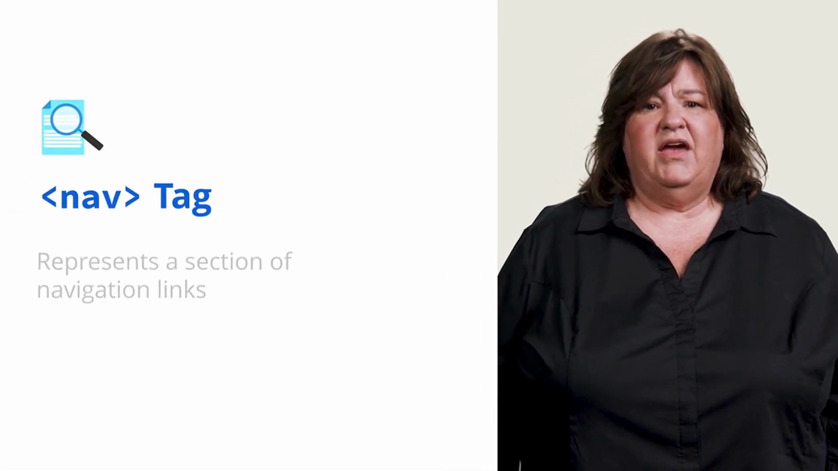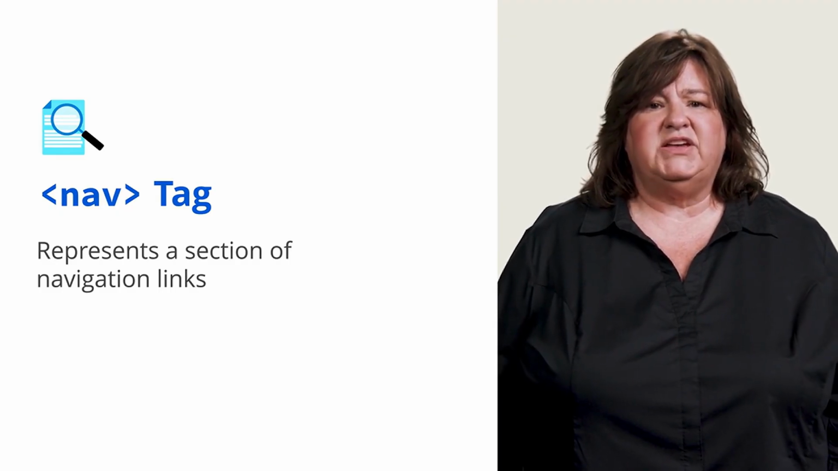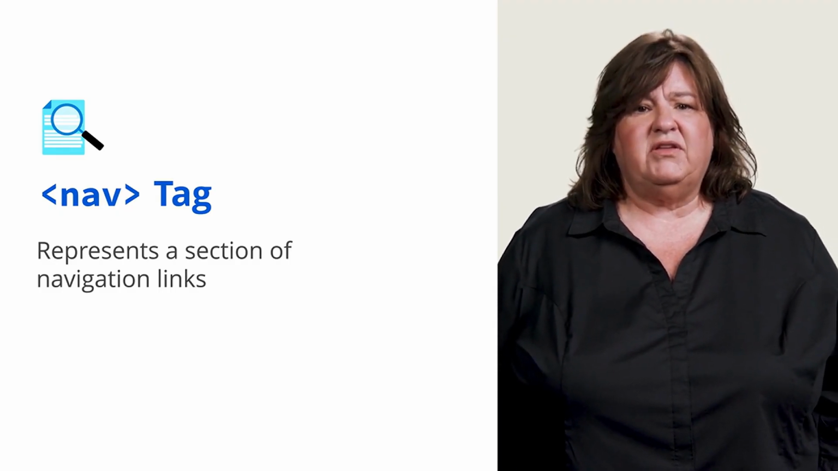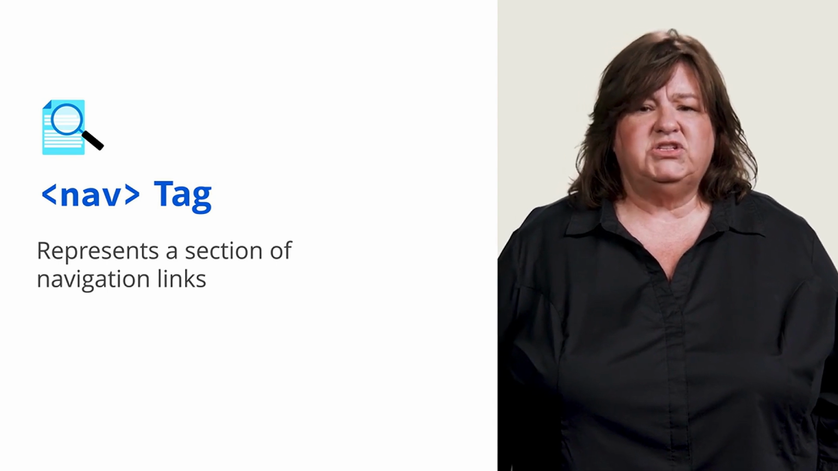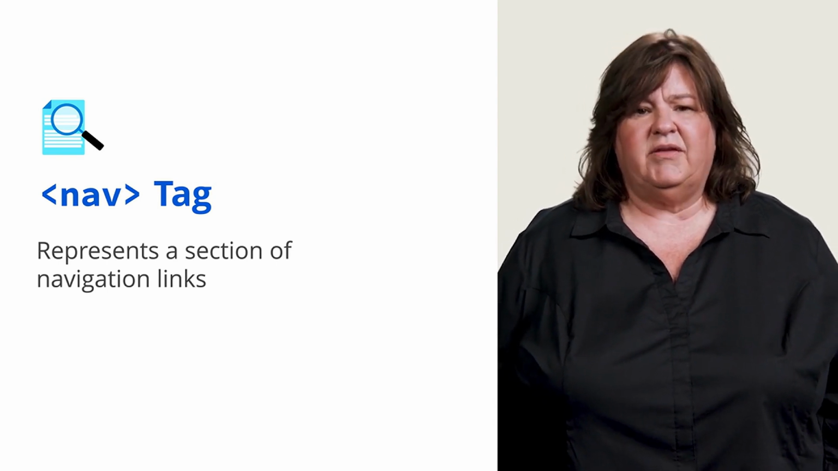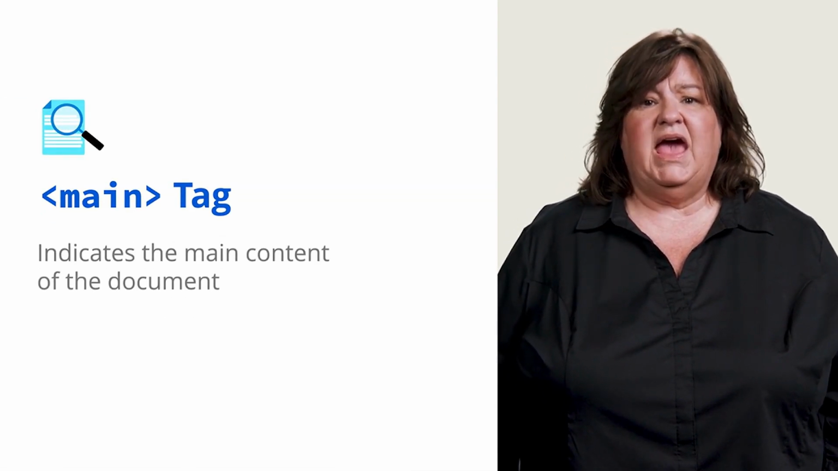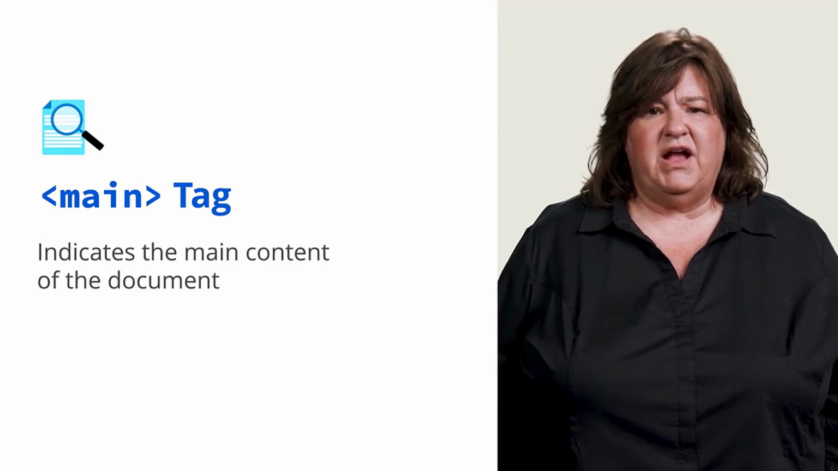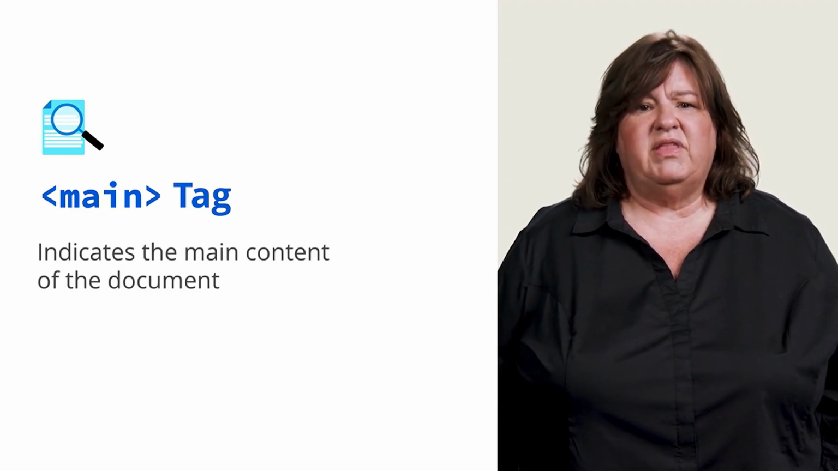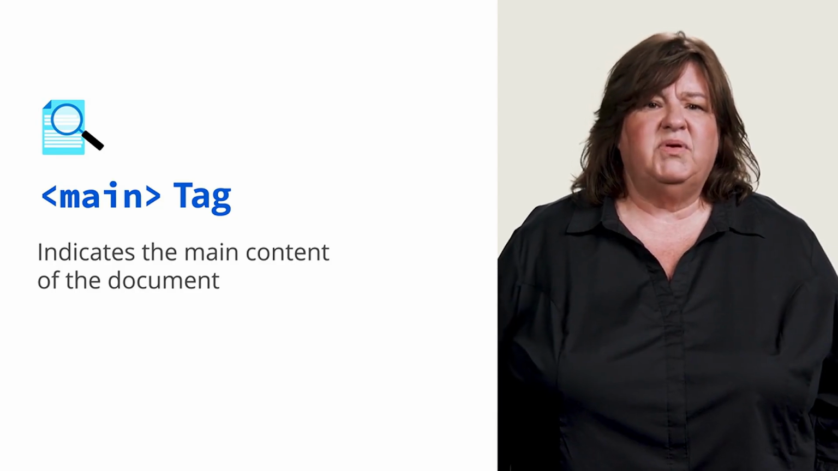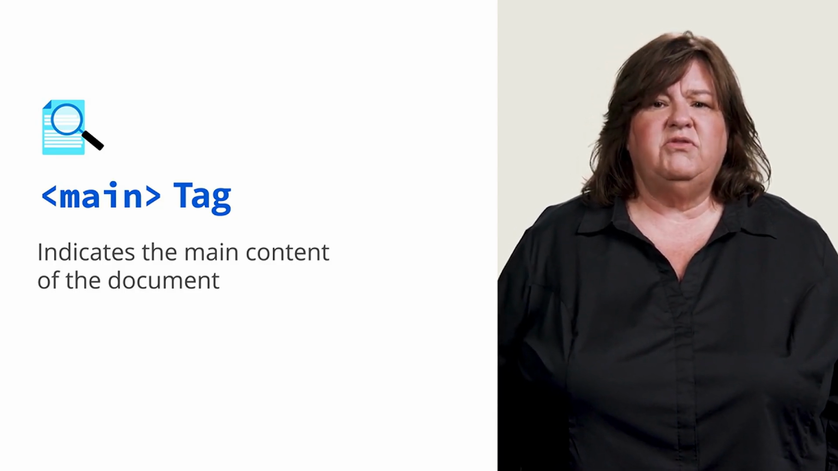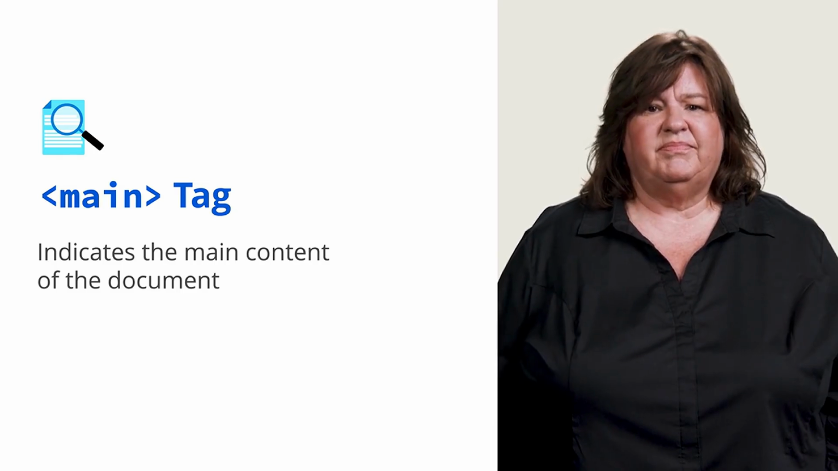The nav tag represents a section of navigation links similar to a directory or a map in a library that shows you where different sections are located. The main tag indicates the main content of the document, like the central area of the library where the main collection of books is found. It should contain the unique content of the page.